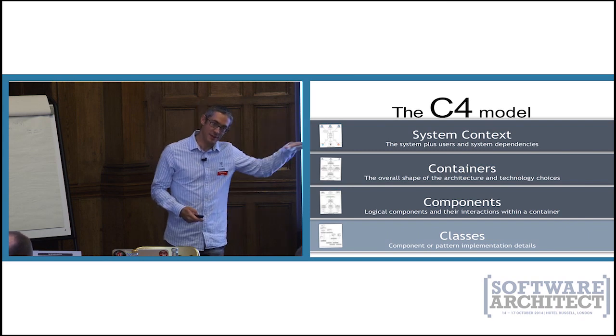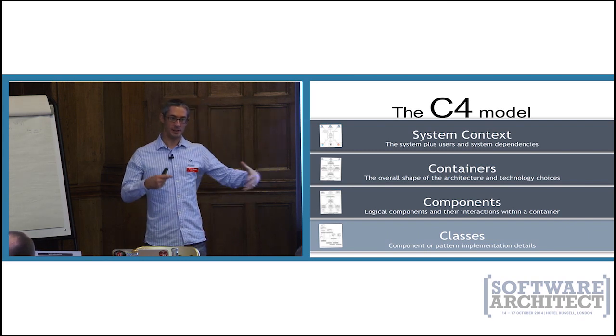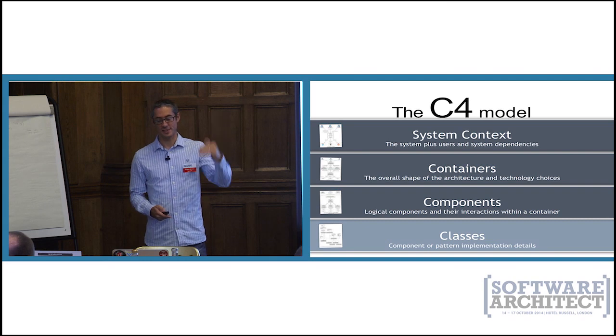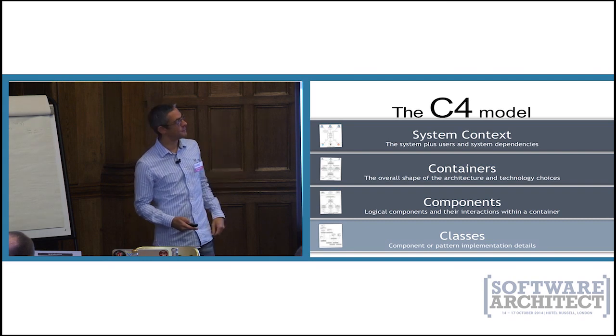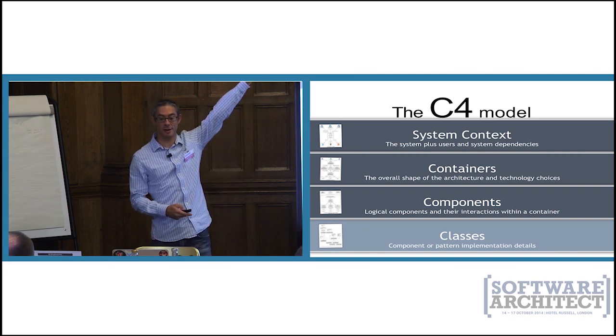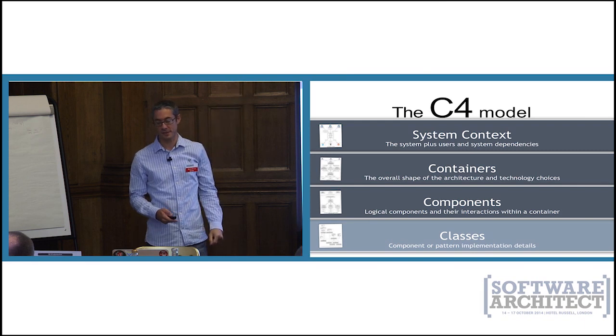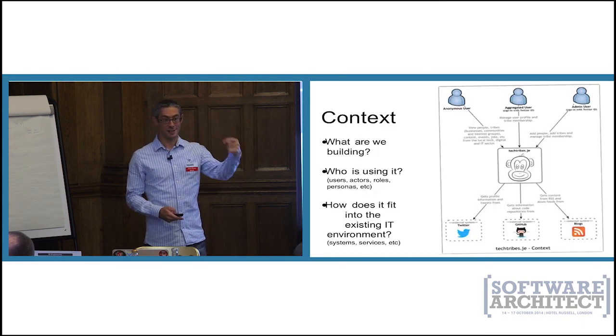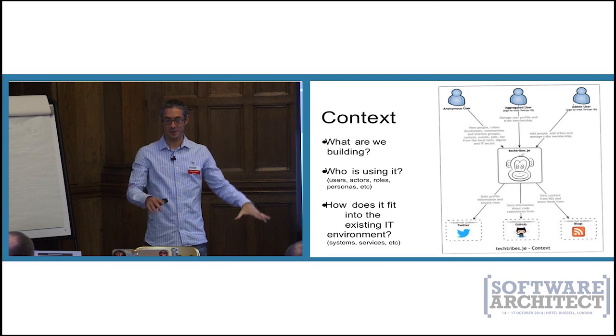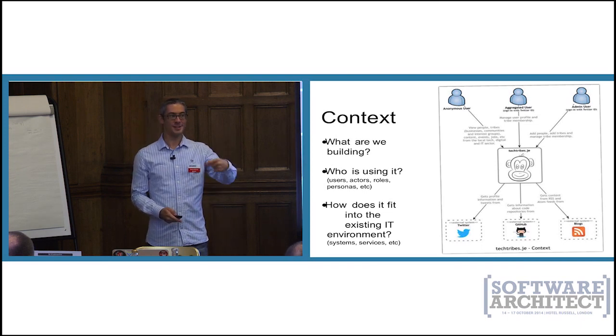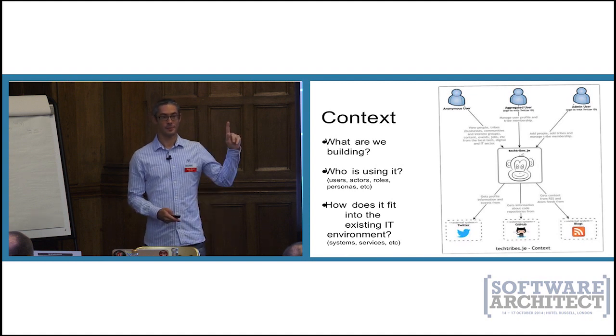So with that series of abstractions in mind, and thinking about systems being decomposed in that way, we can then draw a bunch of pictures. We can start with a system context diagram, and I'll show you some quick examples in a second. I'll then draw a containers picture to show the overall shape of the solution. I'll then dive into each of the interesting containers and show the components inside it.